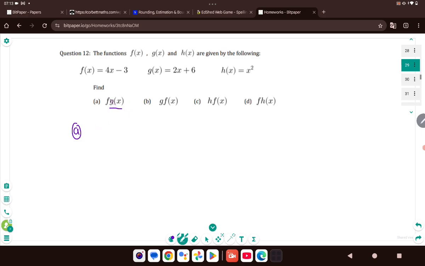So putting the g of x into the f, we're replacing the x with 2x plus 6. B, g of f of x. We're working out the g of 4x minus 3.